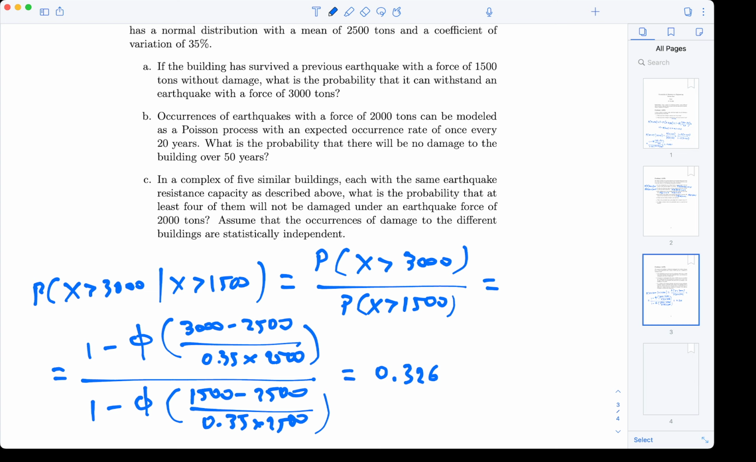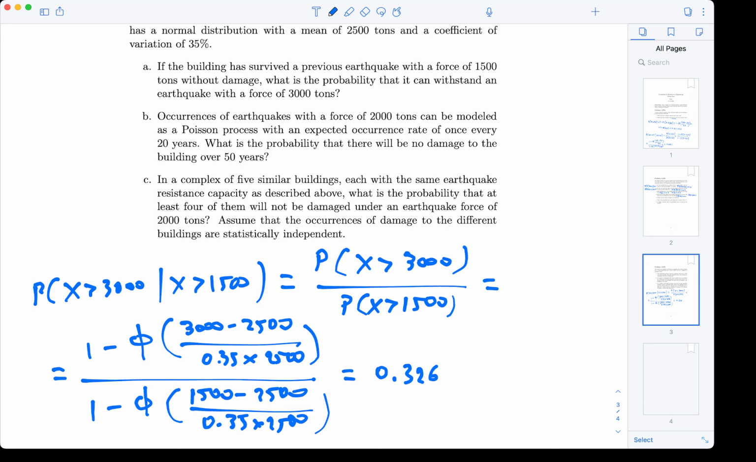Okay, so moving on to the more interesting part of the question. Occurrences of the earthquake with a force of 2,000 tons can be modeled as a Poisson process with an expected occurrence rate of once every 20 years. What is the probability that there will be no damage to the building over 50 years?